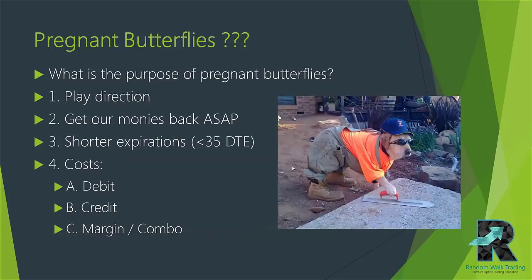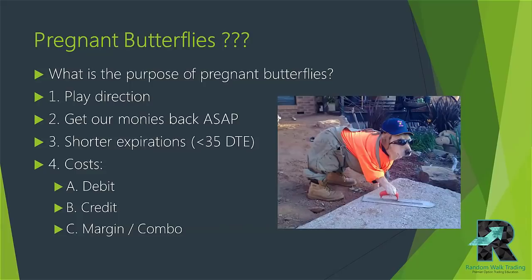What's the purpose of a pregnant butterfly? We're using a pregnant butterfly mainly to play direction, so it's a directional type butterfly. The motivation is to get our money back. Whether you pay $1, $2, whatever you pay for that butterfly, we're looking to get that money back as soon as possible without inducing a huge margin or larger risk. I could get my money back quickly with a 50-point wide credit spread or something to pay for it, but we'd like to do that without margin, or get to riskless, and play with house money as quickly as possible.